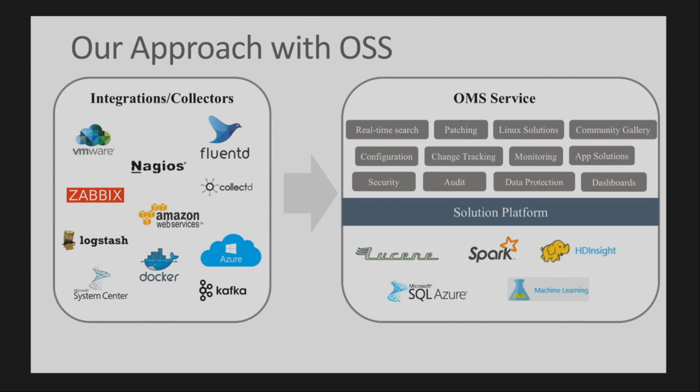So next up, our approach with open source. Right, we have 2 main pieces here. First is the integrations and the collections, the collectors. Right? Our first-party OMS agent is actually something built off of open source. It's built off of this agent called FluentD. And if you haven't heard of FluentD, it's being used all over the place. Google uses it for Kubernetes in their container platform. They also use it for their cloud platform, Stackdriver. We invested in it way before then, so I like to give us a little fist pump.